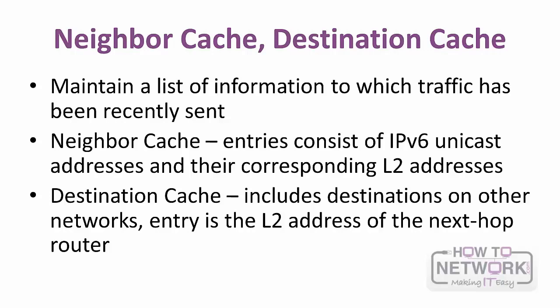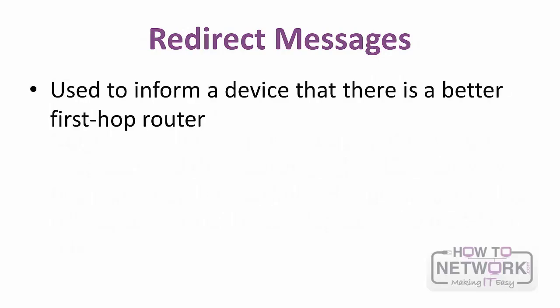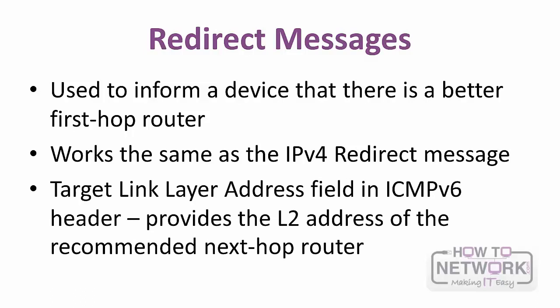router. An ICMPv6 redirect message is used to inform a device that there is a better first hop router. It works the same as a redirect message used in IPv4. Using the possible option field in the ICMPv6 header, called Target Link Layer Address, provides the link layer address of the target address, the recommended next hop router.